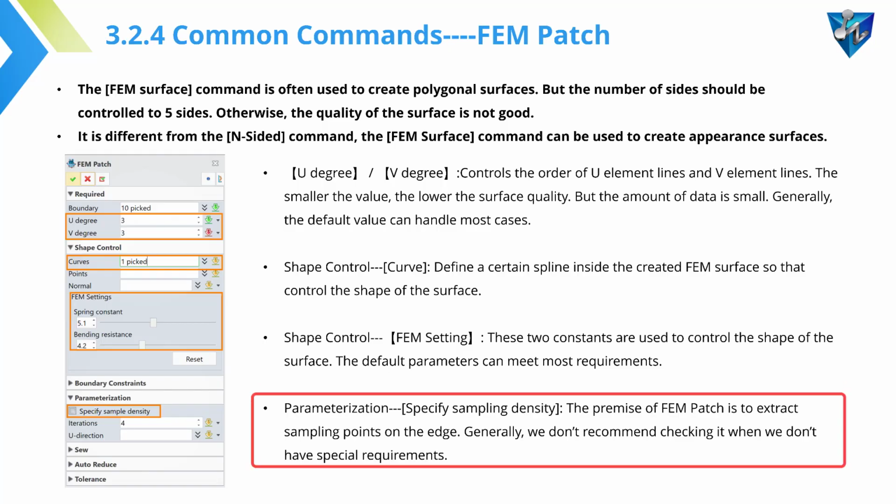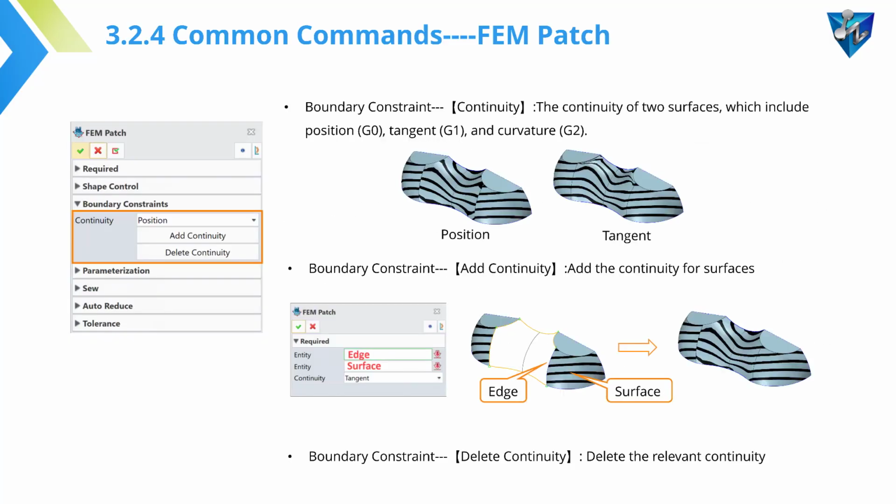About the specify sampling density option. The premise of the fempatch is to extract sampling points on the edge. Generally, I don't recommend checking it when we don't have special requirements. Finally is the continuity option.